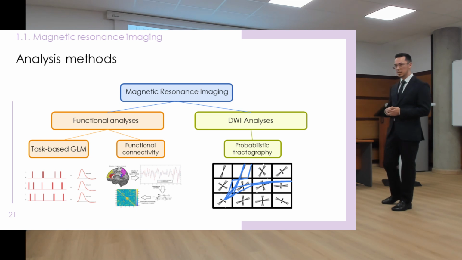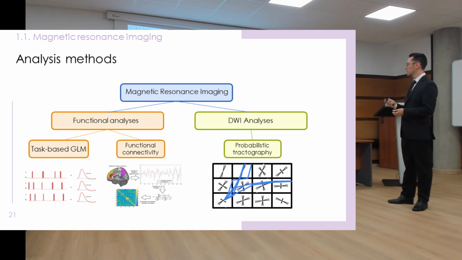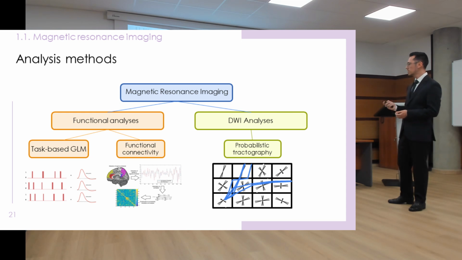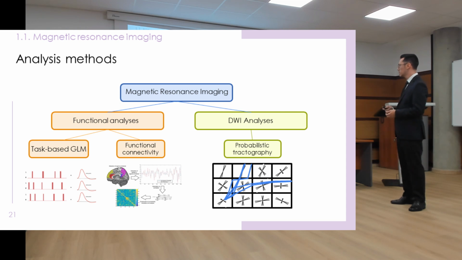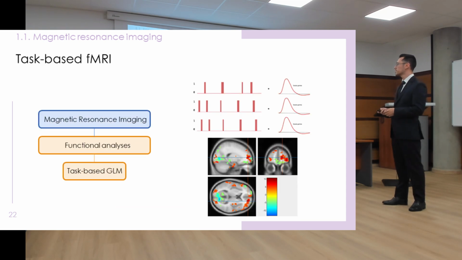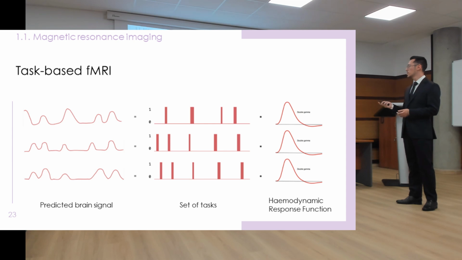So once the data is prepared, it can be analyzed and modeled. In the case of this dissertation, three modalities have been applied: task-based fMRI, functional connectivity, and probabilistic tractography. Each of these modalities corresponds to one of the studies that I will present later. So first, the BOLD signal can be studied in different ways, for example, using task-based fMRI.